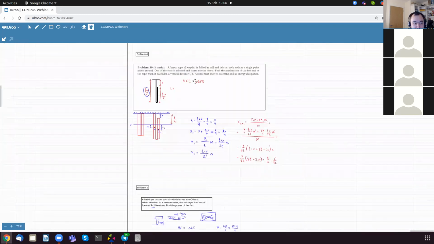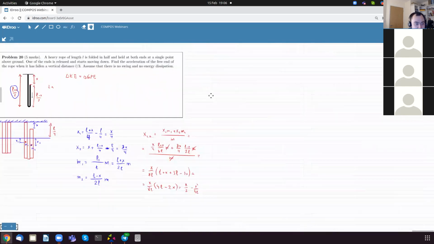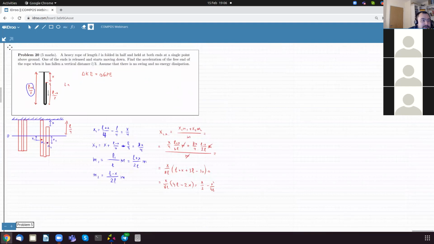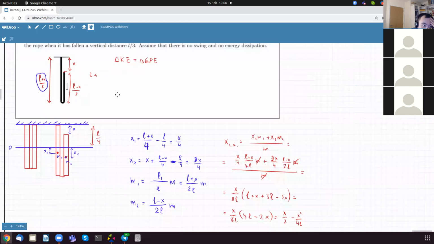And then we go back to this expression. The change of the kinetic energy is equal to the change in gravitational potential energy. We just need to figure out which gravitational potential energy we're talking about and which kinetic energy we're talking about. Well, the only thing that is moving is this piece of rope, and this piece of rope is moving down with a speed v.